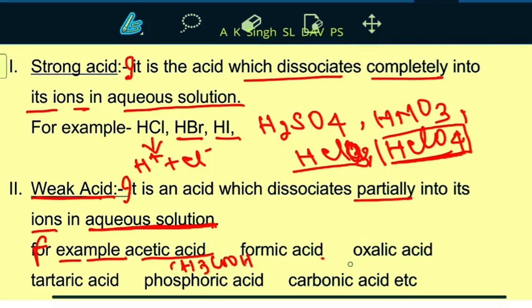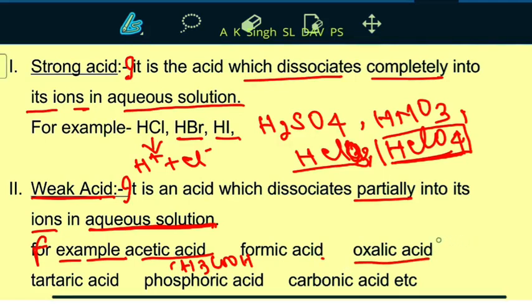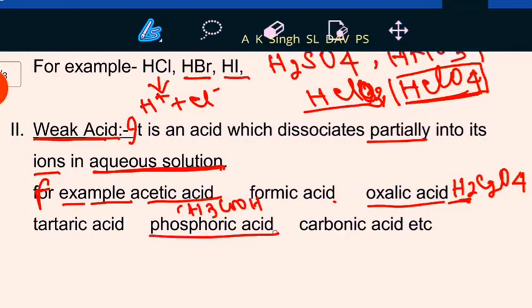Formic acid, HCOOH. Oxalic acid, H2C2O4. It produces 2 hydrogen ion, but it dissociates partially. Tartaric acid, phosphoric acid, carbonic acid, etc. Formula is H3PO4. It is mineral acid but weak acid.